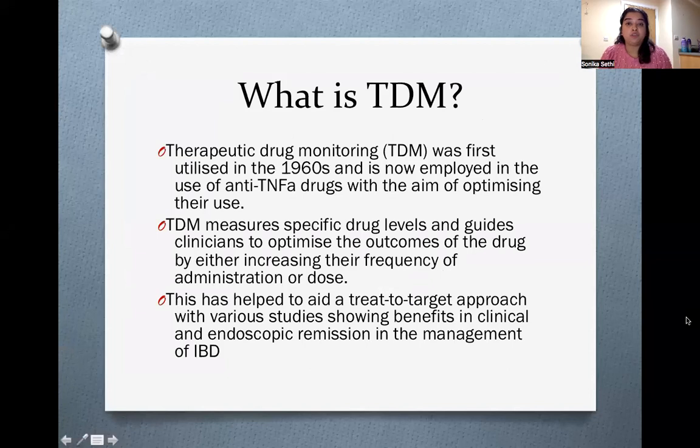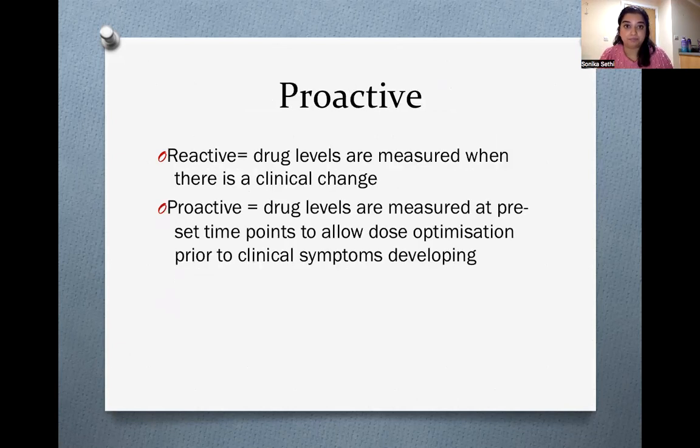Therapeutic drug monitoring has been utilized since the 1960s, and it's most commonly used for anti-TNF alpha drugs with the aim of optimizing their use. It measures specific drug levels and guides clinicians to optimize the outcomes of the drug, either by increasing the frequency of administration or increasing the dose. This has helped to provide a treat-to-target approach and a personalized medicine approach, allowing us to see benefits in clinical and endoscopic remission in the management of IBD.